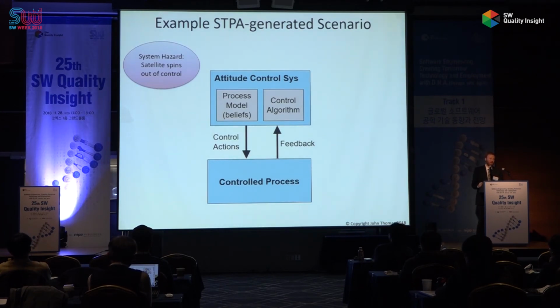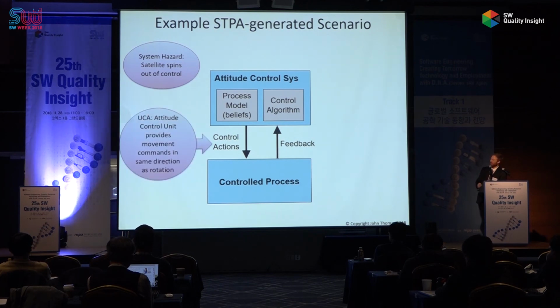Let's start with a very simple control loop. Here we have the computer providing control actions to try to control some process. What was the control action that was provided? Instead of thinking about failures, let's think about a control loop. Well, we have what we call an unsafe control action that was provided. The attitude control unit provided movement commands in the same direction as rotation. If that ever happens, we're going to have a bad day. We must do everything we can to prevent that. We want to make sure we have requirements to prevent that.